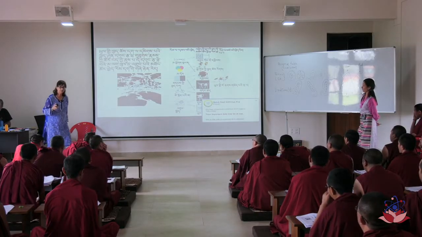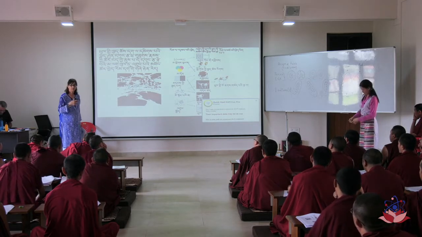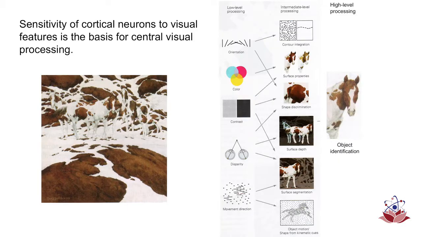So the evidence is that when we record from neurons in the retina or the LGN or the primary visual cortex or in visual cortical areas outside of that, we see that those neurons are very selective to certain features. For example, they might respond only to a particular orientation of a line.